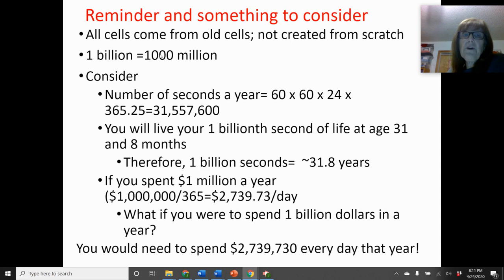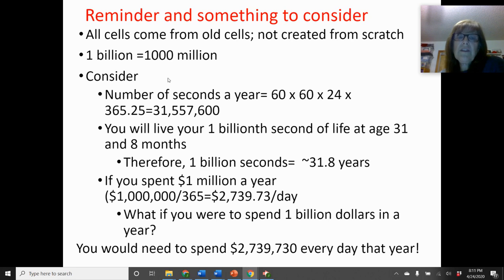If we broke 1 billion into 1,000 million, then consider that the number of seconds in a year is 31,557,600. So you will live 1 billionth of your second of life at age 31 and 8 months. Therefore, 1 billion seconds equals 31.8 years.